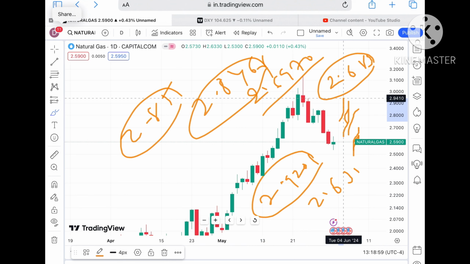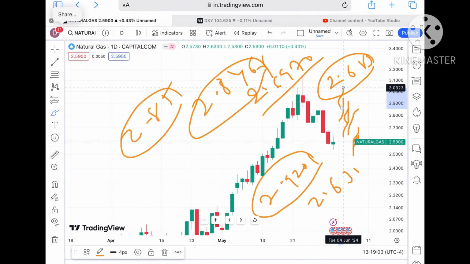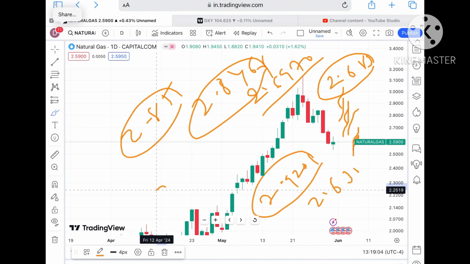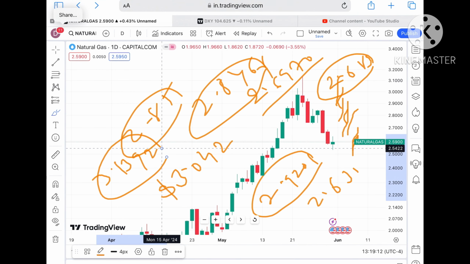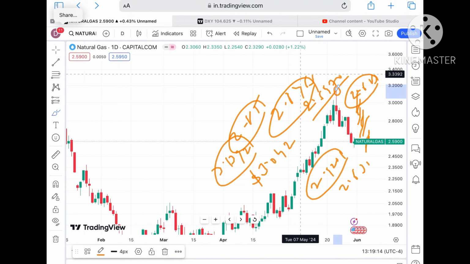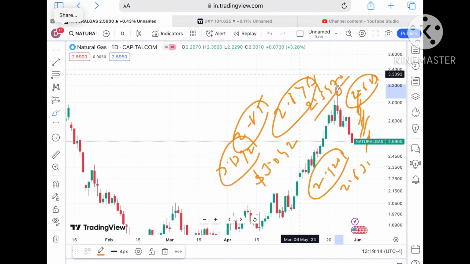$2.9201. Okay, this 2.9201 is already being weak, so chances are high it can touch a level of 2.9440, and from there it can touch a level of $3.0423, and from there a further upside we can see towards $3.1392. $3.1392 is already being weak, so chances are high a further upside movement we can see, and yes, from there a further high we can see towards a level of around 3.2270, and from there a further high we can see towards a level of 3.38.